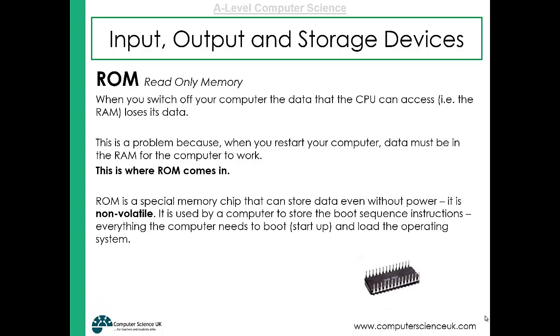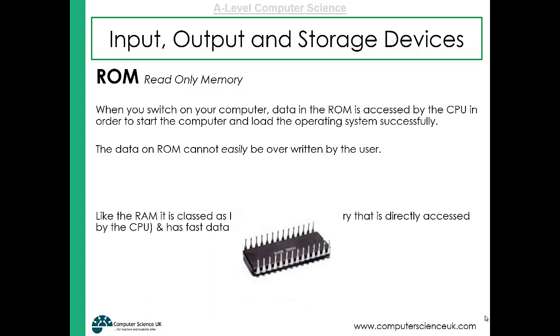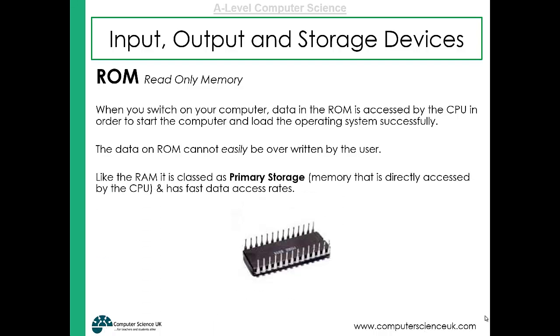So ROM is a special memory chip that can store data even without power. So it's non-volatile, and it's used by a computer to store the boot sequence. So everything that the computer needs to boot up and load the operating system, those scripts are stored in the ROM. When you switch on your computer, data in the ROM is accessed by the CPU in order to start the computer and load the operating system successfully. The data on the ROM cannot easily be overwritten by the user, therefore it's said to be read-only. Unlike the RAM, it is classed as primary storage. It's directly accessed by the CPU, and it has fast data access rates too.